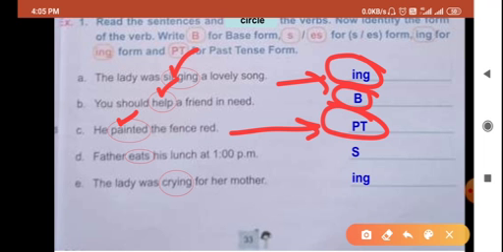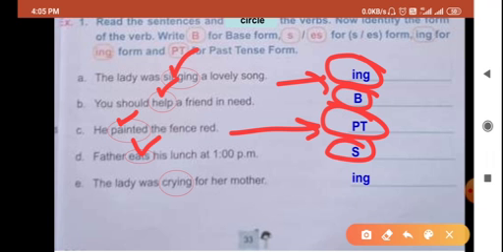Fourth, D. Father eats his lunch at 1 p.m. It is simple present. See, students, in the first form of the verb, S is added. Eat is used here in the S or ES form. So the S or ES form of the verb is used, and we will write here S.